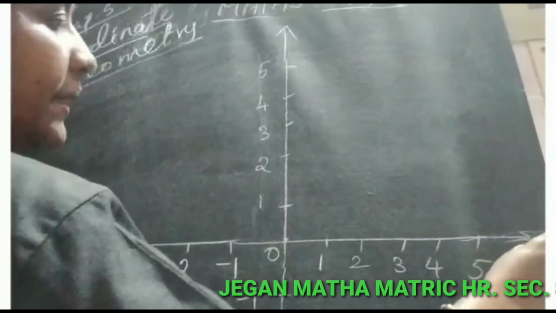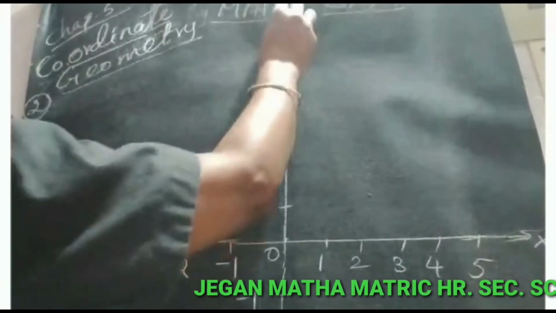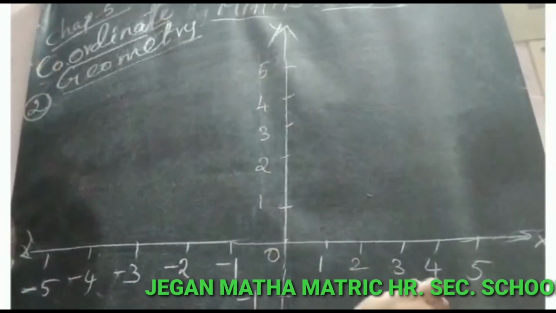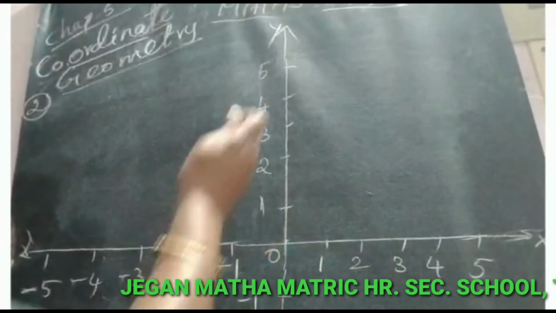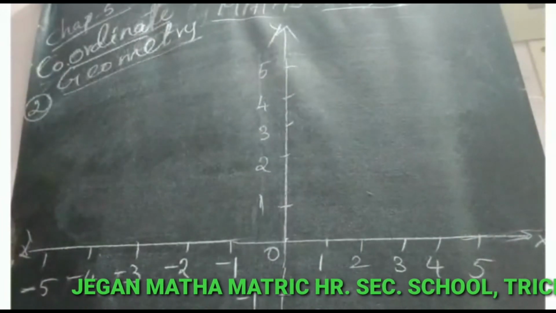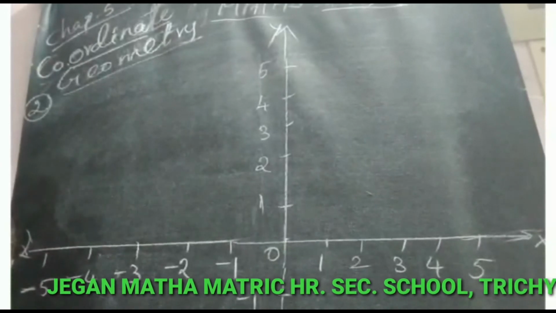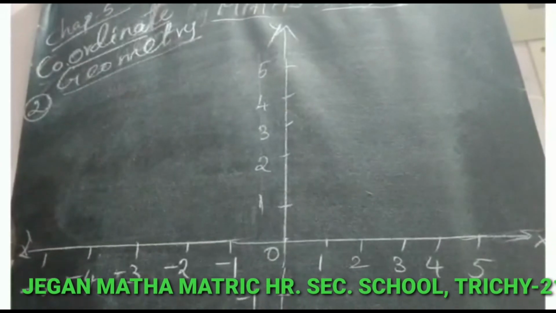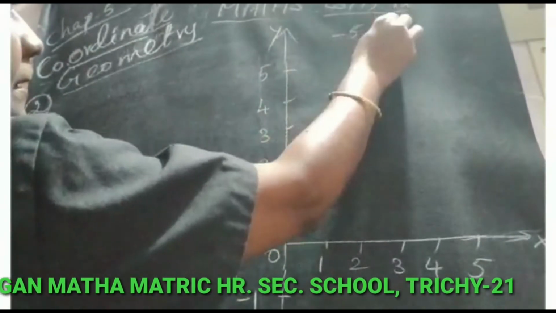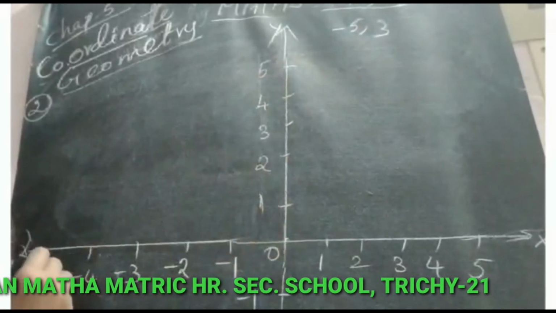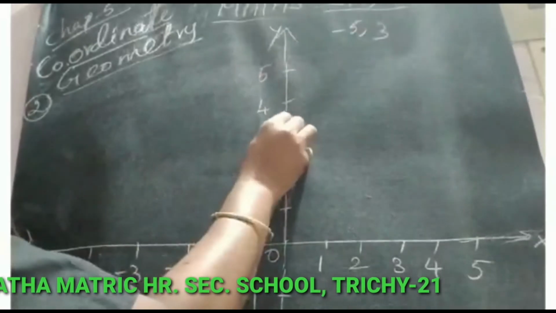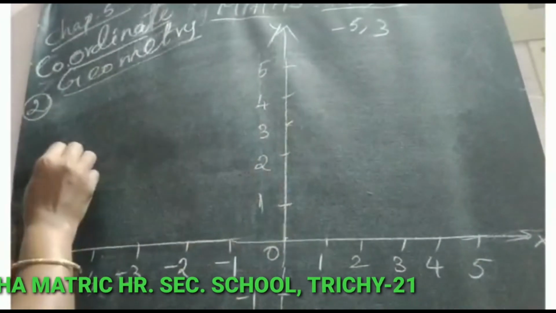As usual you can mark x dash, y dash, everything you can mark, and then write all the points 1, 2, 3 continuously, positive and negative, upside positive, downside negative. After that you can start. Point A is given as minus 5 comma 3. First in the x-axis, minus 5. Where is it? Here on the left hand side, minus 5 comma plus 3. So here you can mark this point.